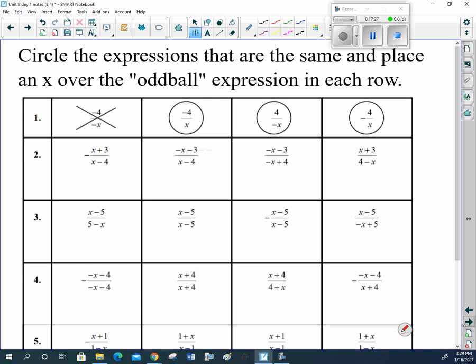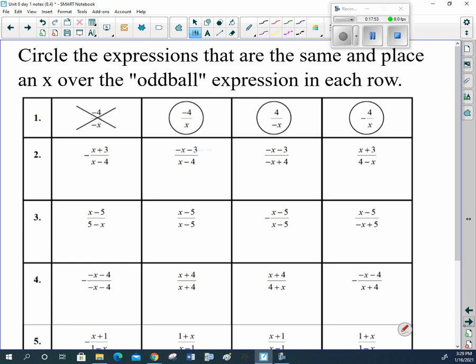So this one says, circle the expressions that are the same and place an X over the oddball expression in each row. So if you guys are Sesame Street fans, they used to do this thing in Sesame Street where they would look for, one thing is not like the other, which one doesn't belong. That's kind of what we're doing. So they're all equivalent except for one, but yet they all look a little bit different in how they're written. So we kind of have to figure out which one is different.